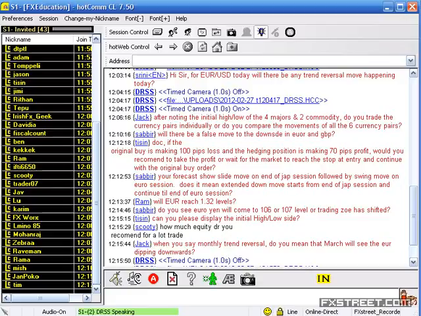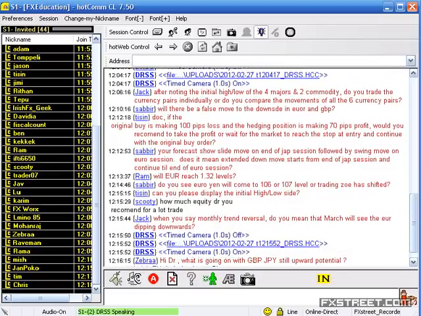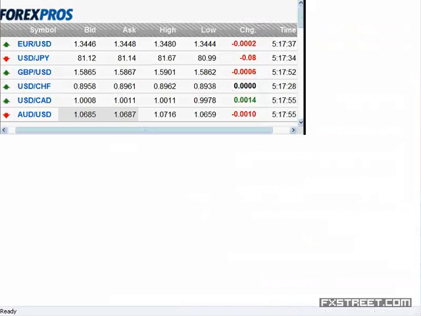And Jack asks, after noting the initial low and the high of the four major commodity pairs, do you trade the currency pairs individually or do you compare the movement of all the six currency pairs? At any given time, I study all the six currency pairs and try to see what sort of moves they are doing, not only in the currency in which I am interested. Suppose I am interested in Euro, trying to buy near the low, I just watch how exactly the other currencies are doing, showing either a contrarian move or the USD gaining move, USD weakening move.